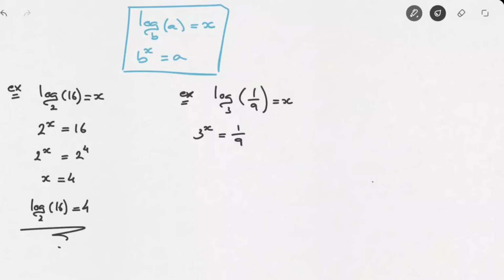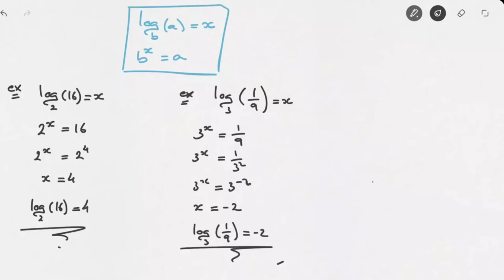Well, in this case, we know that 9 equals 3 squared, so we can say that 3 to the power of x equals 1 over 3 squared. And using what we learned about negative exponents, we can write 3 to the power of x equals 3 to the power of negative 2. And now that both sides of this equation are written as powers of 3, we can equate the exponents and say that x equals negative 2. In other words, we now have the answer. Log base 3 of 1 over 9 equals negative 2.